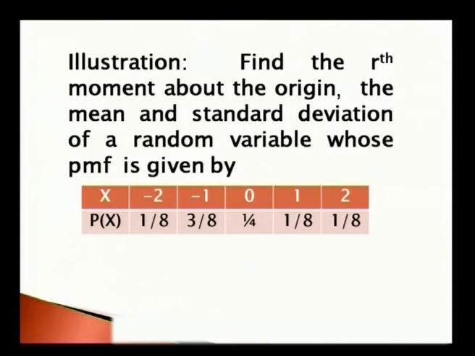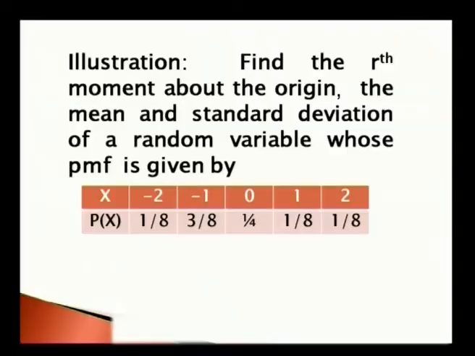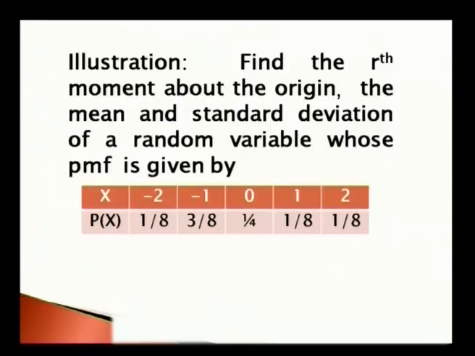Next problem is again finding the rth moment about origin, mean and standard deviation of a random variable whose PMF is given. PMF is given means the random variable is discrete. So, we have to find out the rth moment again, mean and standard deviation. Okay. So, how to find out the mean and standard deviation for a random variable which is discrete whose PMF is given. X values are given to be equal to minus 2, minus 1, 0, 1 and 2.